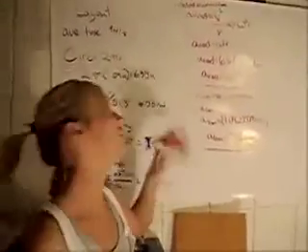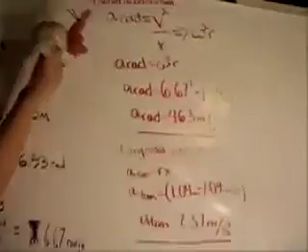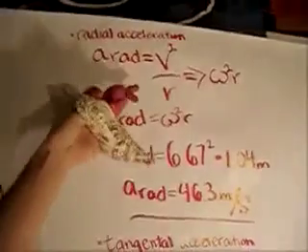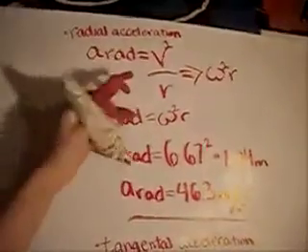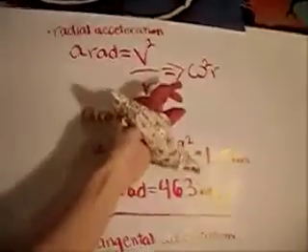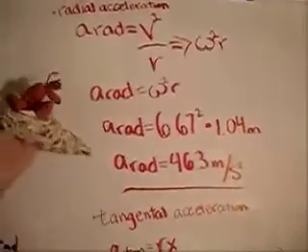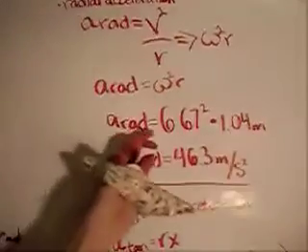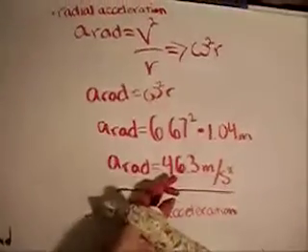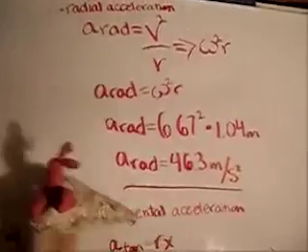The next thing we want to do is find the radial acceleration. Our a rad is velocity squared divided by the radius, which we found back there. And that yields omega squared times r. So our a rad is omega squared times r. We plug in our numbers, and we get 46.3 meters per second.